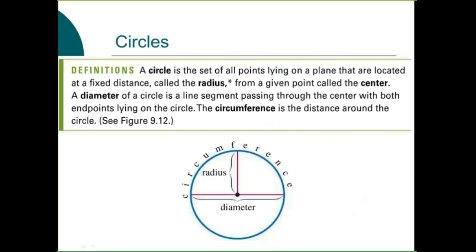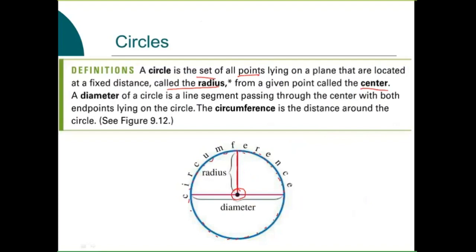Okay, so now let's literally turn and talk about circles. The definition might be a little more complicated here than you've seen before. A circle is the set of points lying on a plane that are located at a fixed distance, called the radius, from a given point, called the center. So here's the center of the circle, and then here's the radius. The circle is denoted by a lot of dots that are at a fixed distance away from the center, and that makes up a circle.